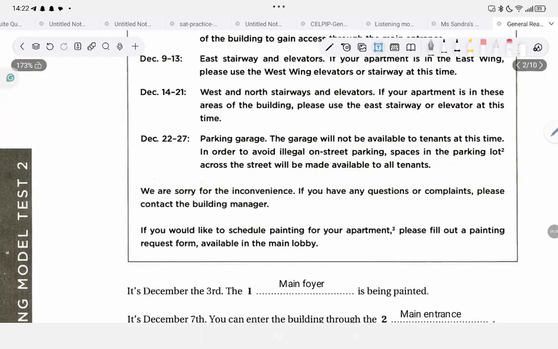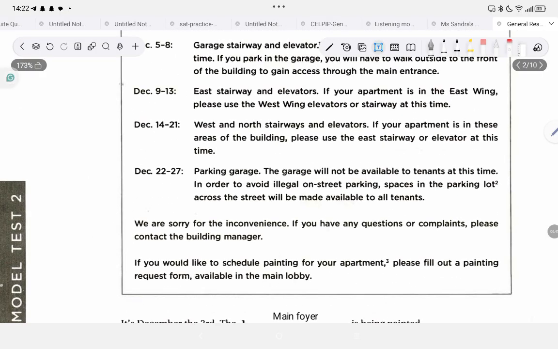So let's check. December 24th. So we're checking December 22 to 27. Parking garage. The garage will not be available to tenants at this time. In order to avoid illegal on-street parking, spaces in the parking lots across the street will be made available to all students. So here it seems like the answer is too long. The answer looks like spaces in the parking lot across the street.